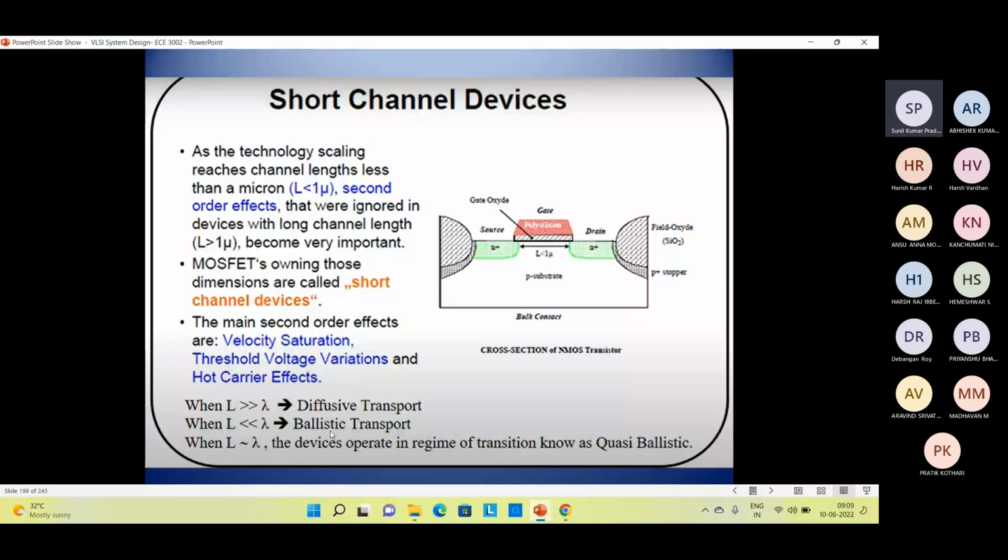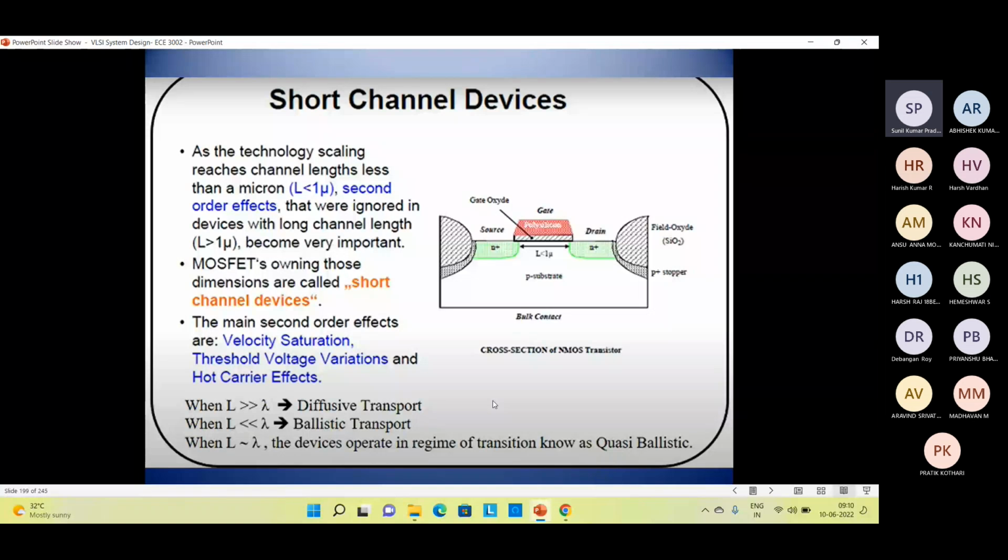So the opposite is the case in diffusive transport. Our channel length is very much greater than the mean free path of electron, whereas in ballistic transport our channel length is very much less than the mean free path of electron. Now, if our channel length is numerically equal to our mean free path of electron, then we can say that the device operates in the regime called quasi-ballistic.